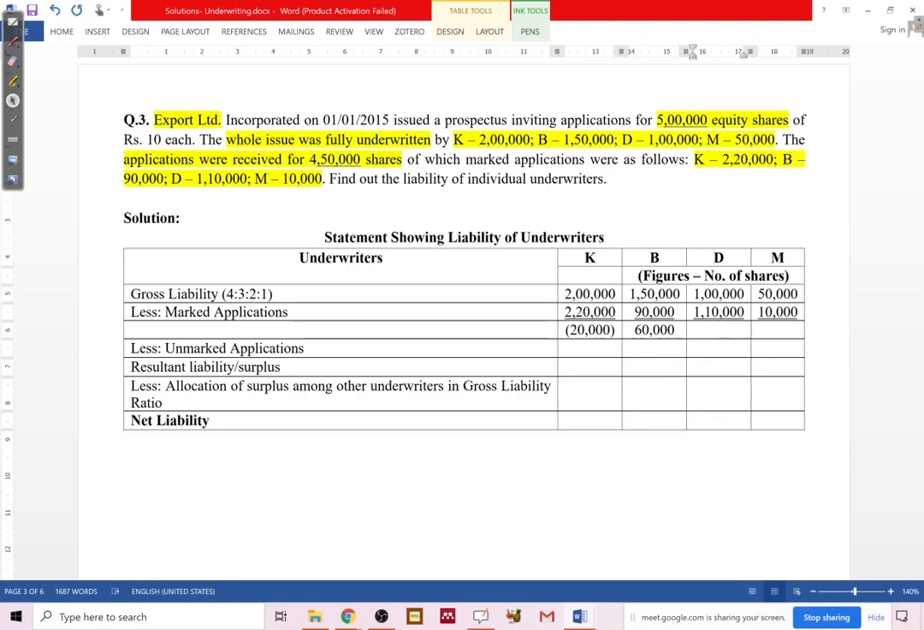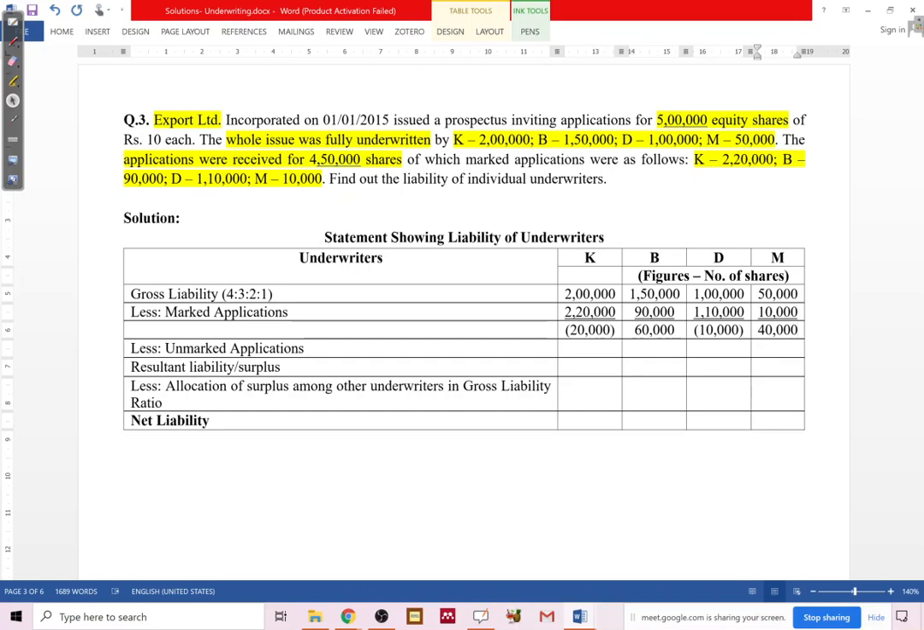Then D also has done a very good job and has sold extra 10,000 applications, while M still has a liability and needs to sell, still has a liability to take over 40,000 applications. Done. So up to here, we know after minusing marked applications, meaning their own applications, what is their surplus and what is their liability. Alright.